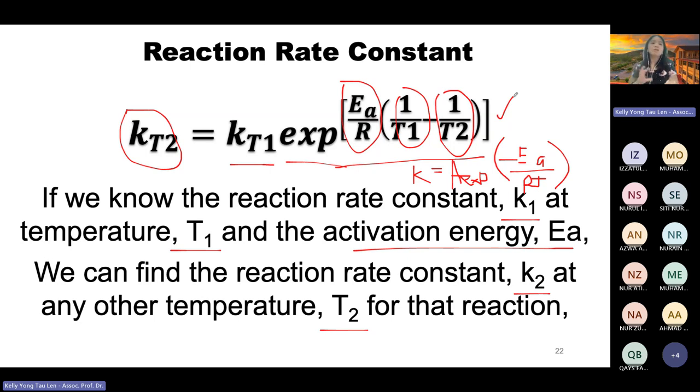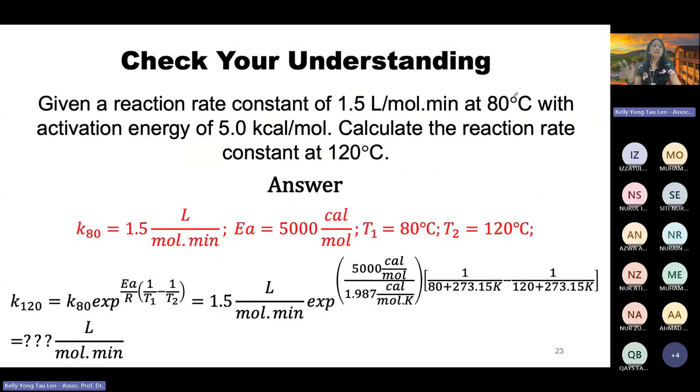Okay, sebab kamu kena faham konsep tu, nanti bila penyiraan, you get confused. Kenapa K berubah? A dan Ea tak berubah. Sebab K, A dengan Ea ni spesifik kepada tindak balas. Selagi tindak balas yang sama, A, Ea tak berubah. Yang berubah hanyalah nilai K kalau kamu ubah suhu. Okay, kalau ubah suhu, nilai K akan berubah. A dan Ea masih sama.